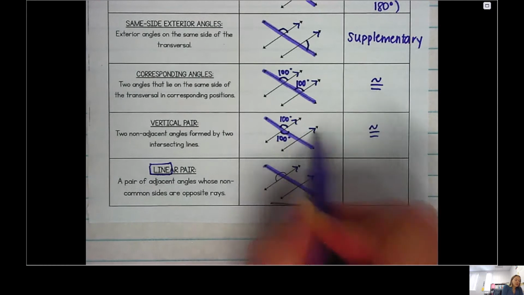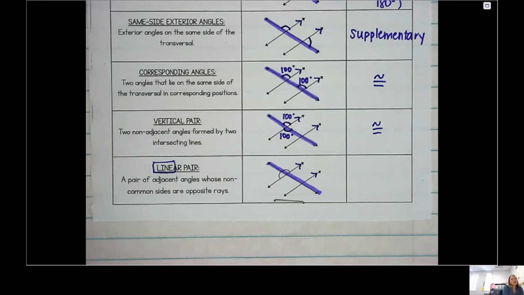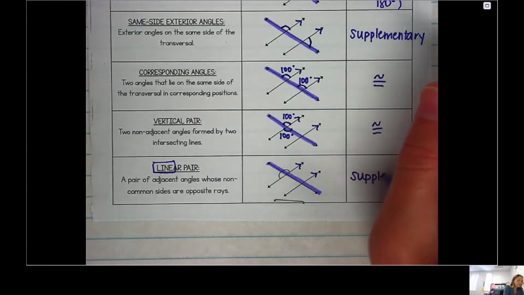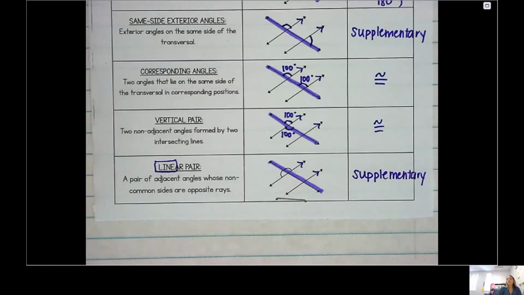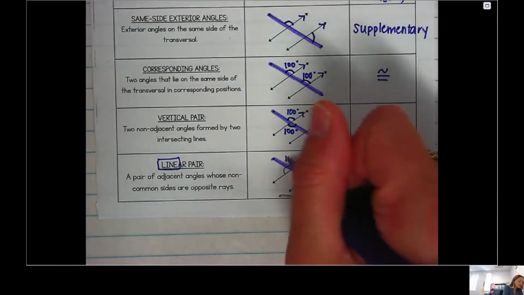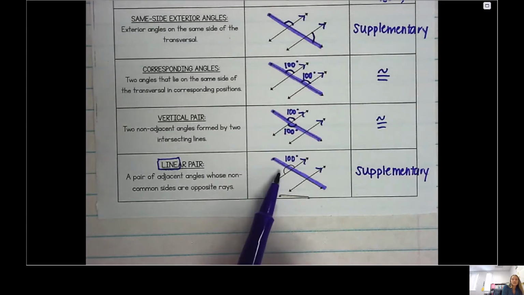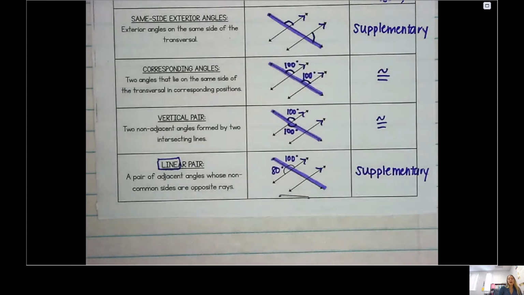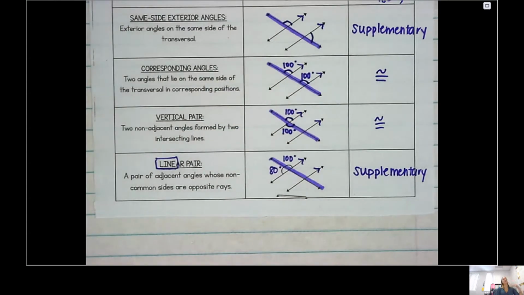Forgot to mark them over here. Do they look the same or do they look different? They look different. They are supplementary. So if this first angle is 100 degrees, what does that mean this angle has to be? 80 degrees. Good. They better add up to be 180.